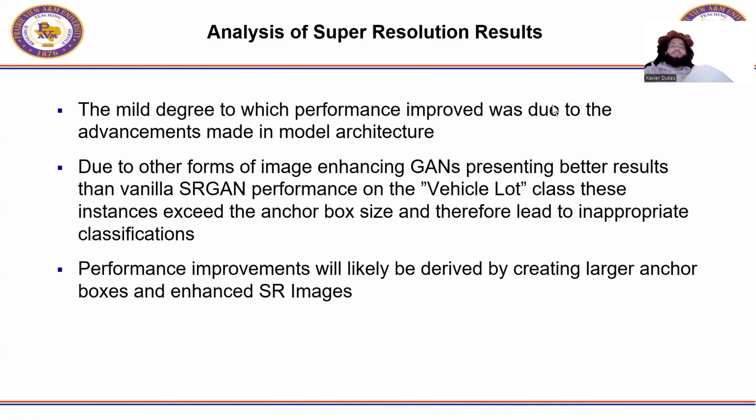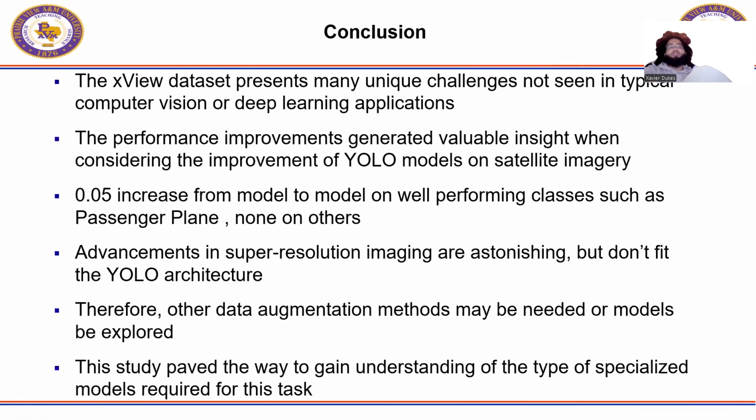The performance on the vehicle lot class instances exceeded the anchor box size and therefore led to inappropriate classification in most cases. Performance improvements will likely be derived by creating larger anchor boxes and enhanced SR super resolution images.